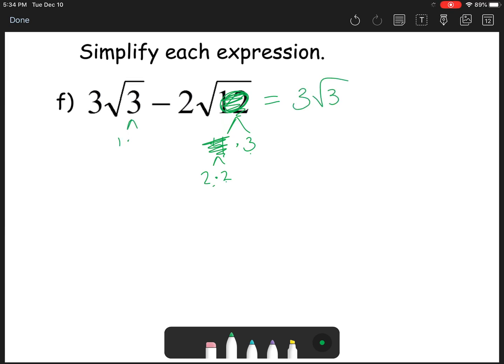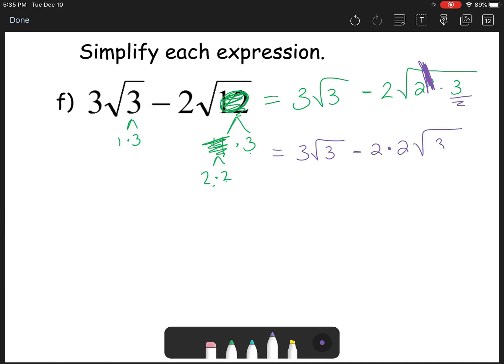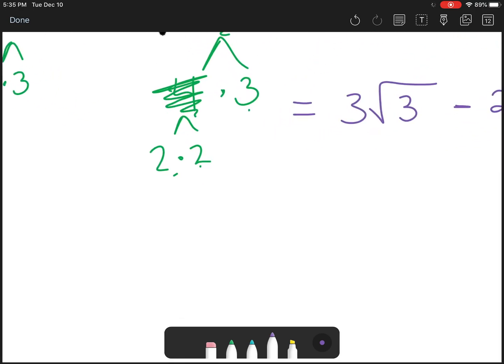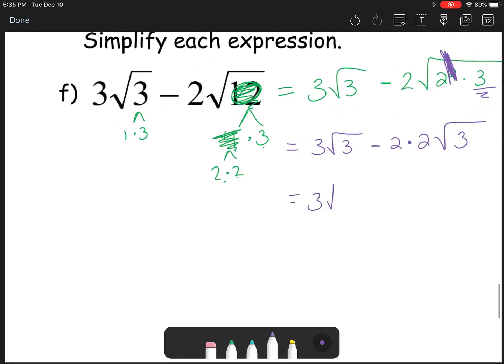So 3 times the square root of 3 gets to stay because we can't really simplify that square root of 3 at all. But we could write negative 2 times the square root of 12 as negative 2 times the square root of 2 squared times 3. And now we're just simplifying. 3 times the square root of 3 minus 2 times, well, the square root of 2 squared tells us that we have a 2 that comes out of our radical. And then that 3 is just stuck in there because there was just one of them. So again, we don't do anything to 3 times the square root of 3, but a negative 2 times 2 would be negative 4 times the square root of 3.